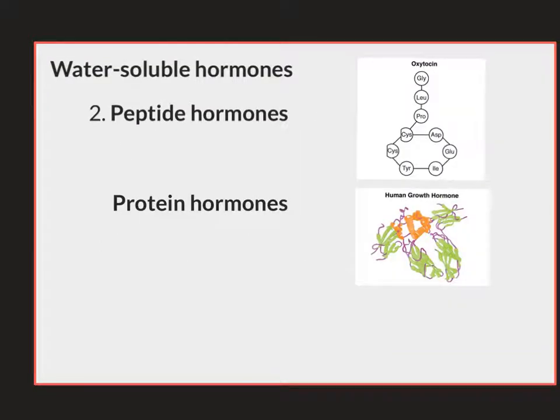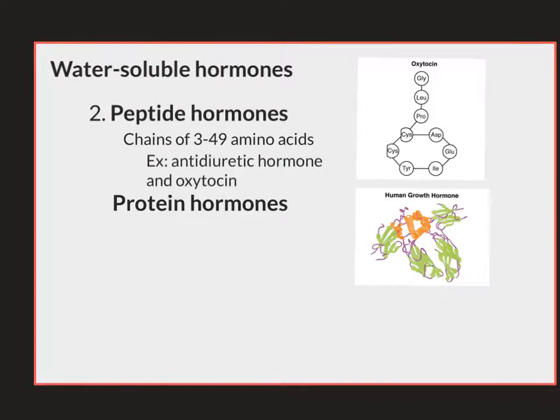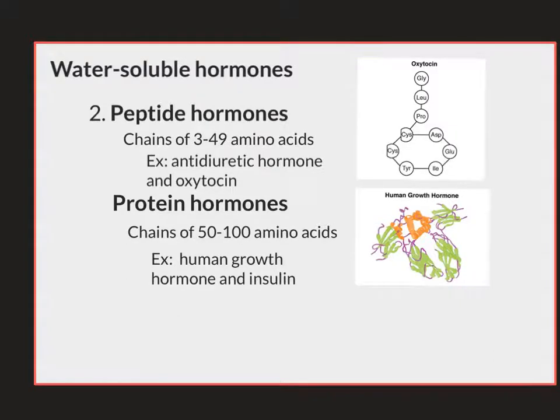Another type of water-soluble hormones are peptide hormones and protein hormones. Peptide hormones consist of chains of 3 to 49 amino acids. Examples of these would include antidiuretic hormone and oxytocin. Protein hormones are larger and include 50 to 200 amino acids in their chain. These hormones would be things like human growth hormone and insulin. These hormones make up a very large group of hormones.